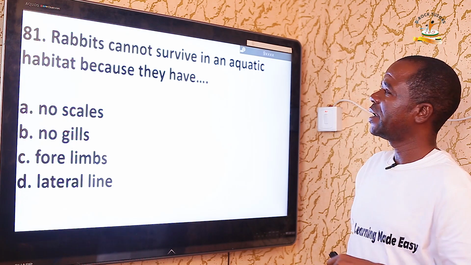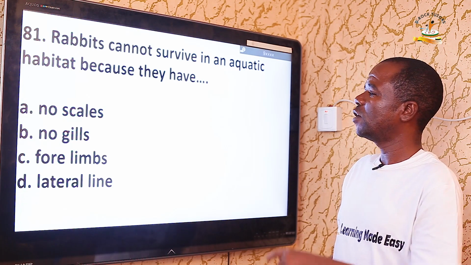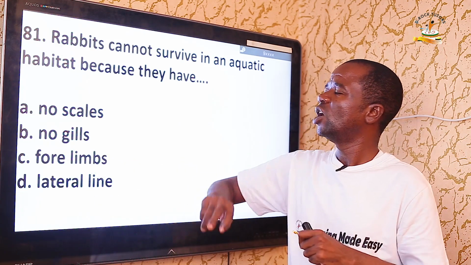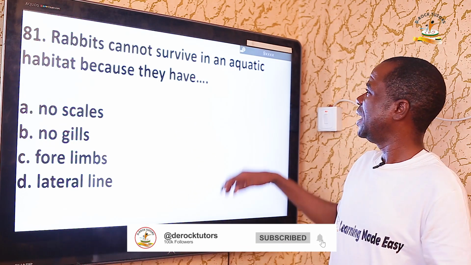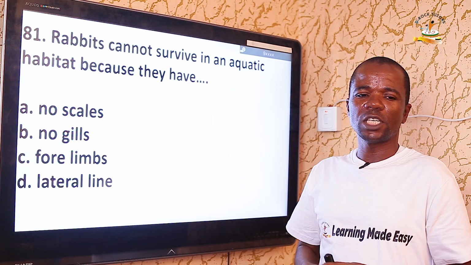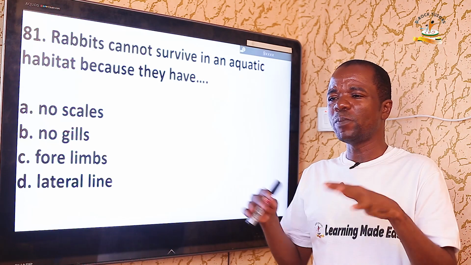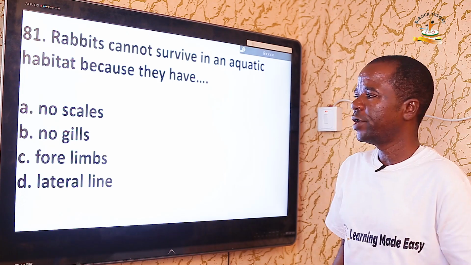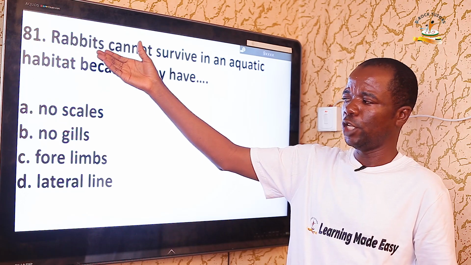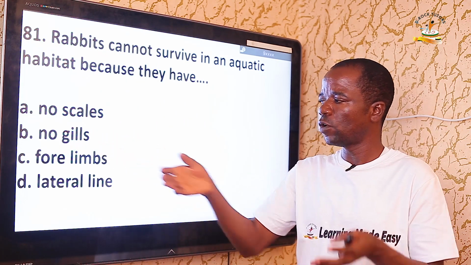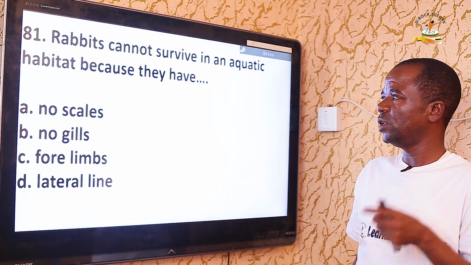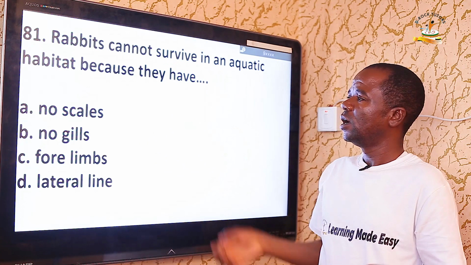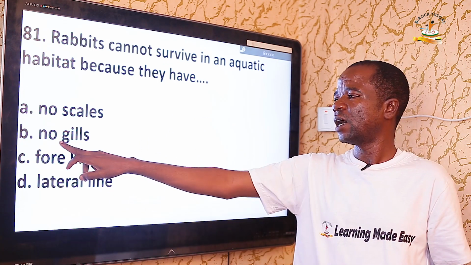Number 81. Rabbits cannot survive in an aquatic habitat because they have no gills. That's definitely option B. We know that for an organism to be able to survive in an aquatic habitat, such an organism must possess gills, which are used by majority, if not all, aquatic organisms for respiration. Rabbits possess lungs. They don't possess gills. Gills are necessary for organisms to survive and live successfully in aquatic habitat. The correct option is B. Rabbits cannot survive in an aquatic habitat because rabbits don't have gills.